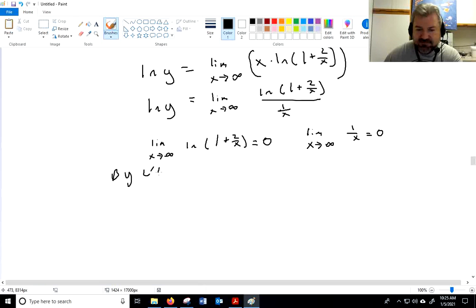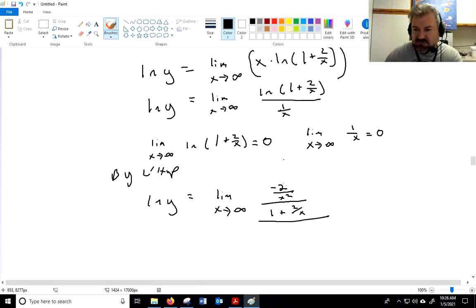So by L'Hopital's, this limit here is the same, if it exists, of this limit. So the derivative of the top, remember, it's u prime over u. So u prime is going to be somewhat nasty, negative 2 over x squared. That's the derivative of the inside, the u prime, over u, 1 plus 2 over x. All over the derivative of the bottom, which is going to be a negative 1 over x squared.